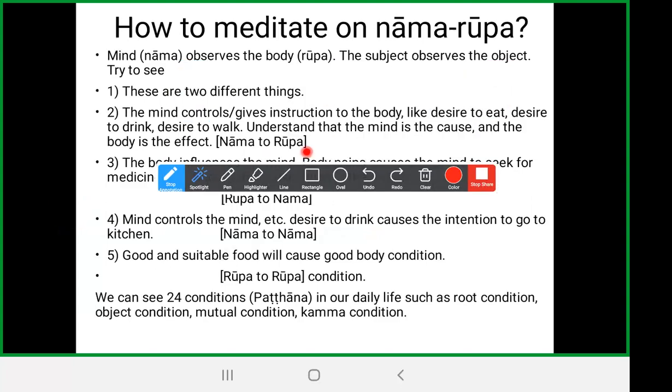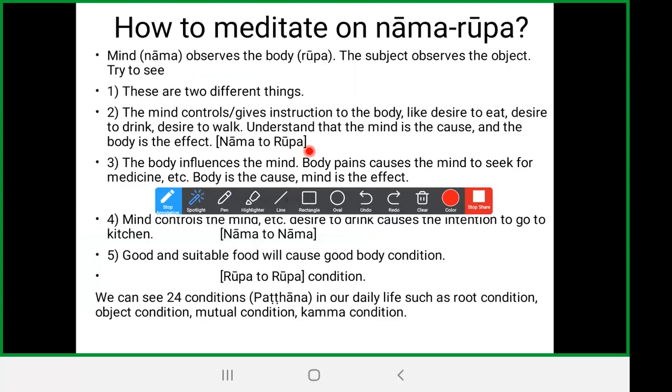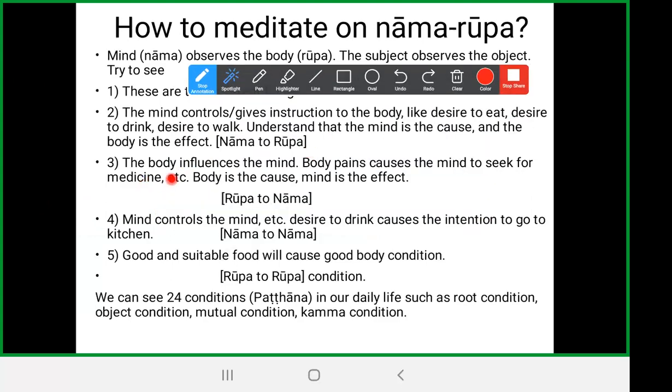So at first, you try to see nama and rupa as two different things. Then you try to see how they are related to each other, like the mind is the cause and the body is the effect. So nama to rupa. Sometimes the body influences the mind, like you have body pains, and then it causes the mind to seek medicine. So here the body is the cause, mind is the effect. This is the rupa to nama condition.